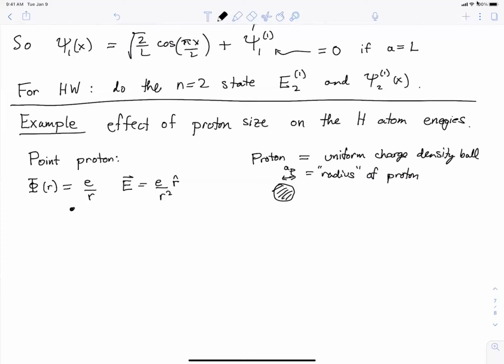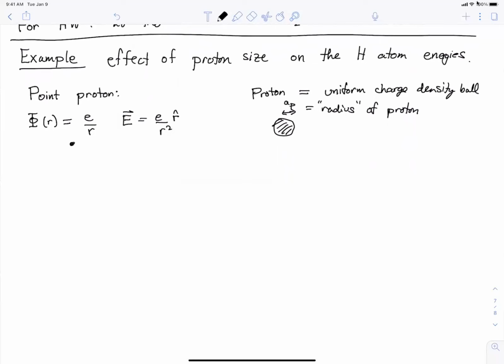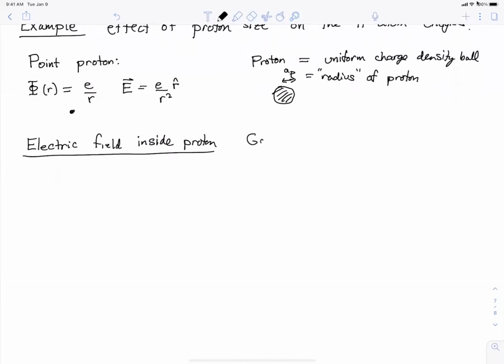All right, so what we need to do first is figure out, given that model for the proton, what the electrostatic potential looks like that the electron is going to be moving in. So I'm going to take a little detour and not do quantum mechanics for a few minutes, and instead do electrostatics. We want the electric field first inside the proton. We use Gauss's law, which says if we do an integral of the electric field dotted into the area element at a fixed radius, so we're integrating over a sphere, that should equal the charge enclosed divided by the permittivity of free space.